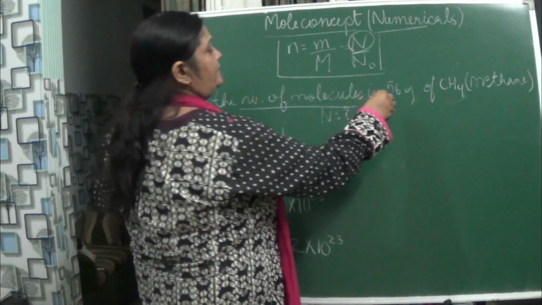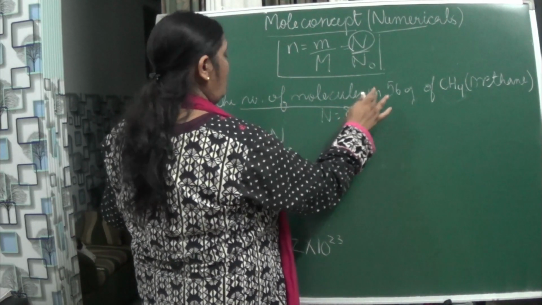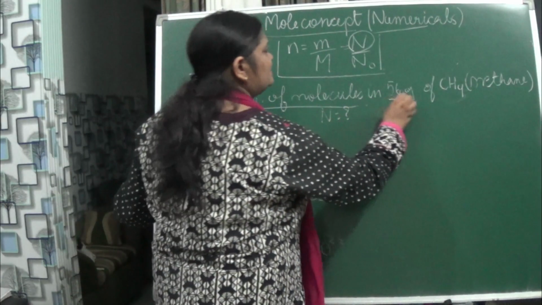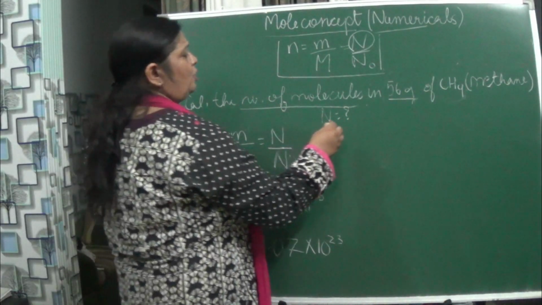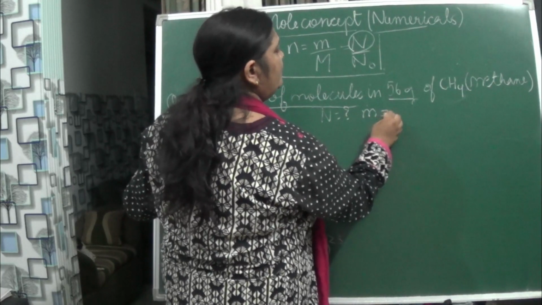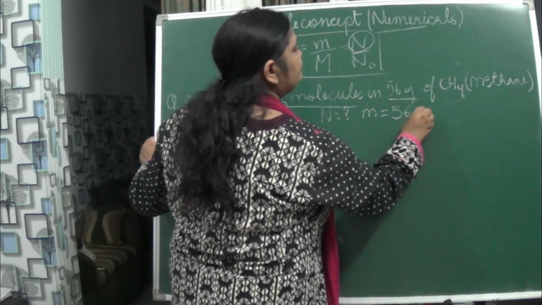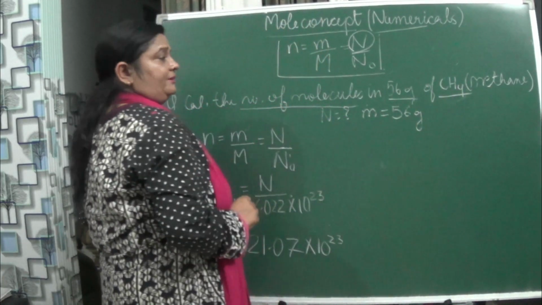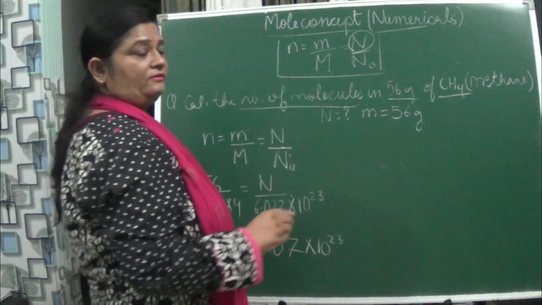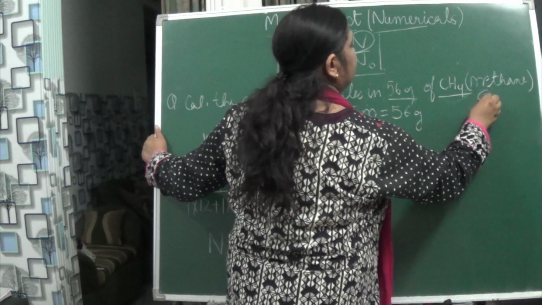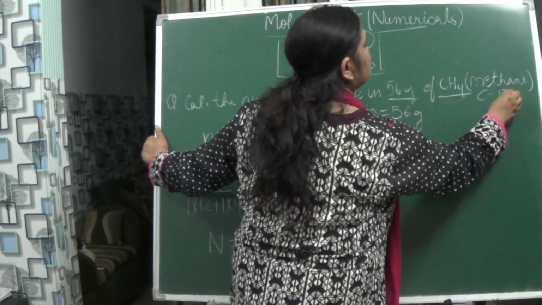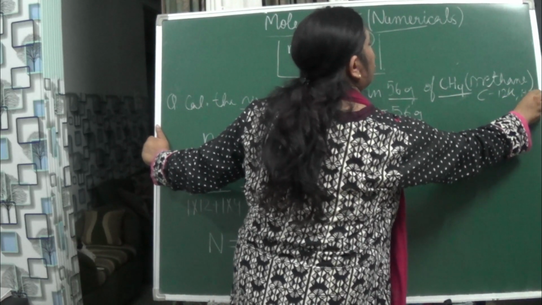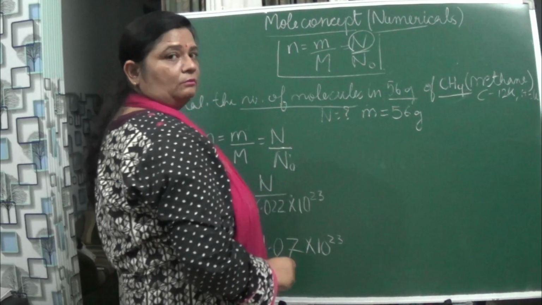It is given how many molecules are present in 56 grams. What is this 56 grams? It is the given mass, written as small m, so m is 56 grams. Now methane is given, but atomic mass is not given. The atomic mass of carbon, given in the last question also, is 12, and hydrogen is 1. Take out the molar mass. How will you take out the molar mass?